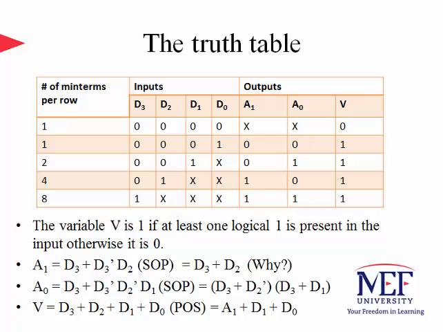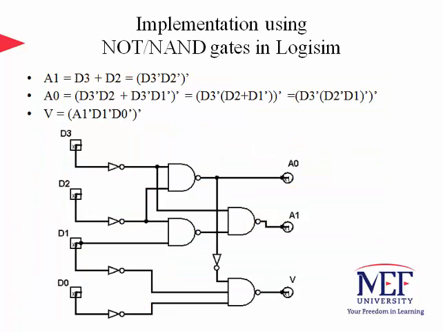And finally, V is given by D3 plus D2 plus D1 plus D0 in POS form. You can basically use the fact that A1 is equal to D3 plus D2, and rewrite V as A1 plus D1 plus D0. Here is the set of manipulations to put the Boolean expressions in a suitable form for NAND implementation. We end up using 4 NAND and 5 NOT gates. It's left as an exercise to verify the correctness of this logic circuit.